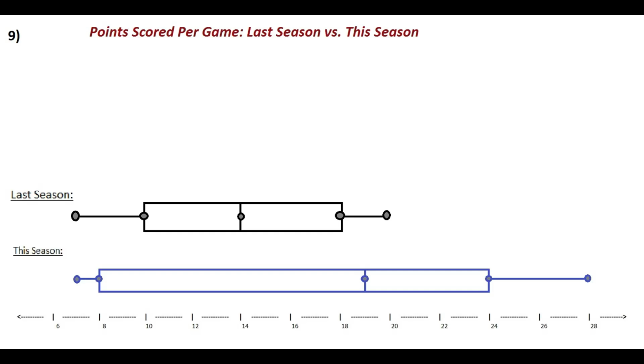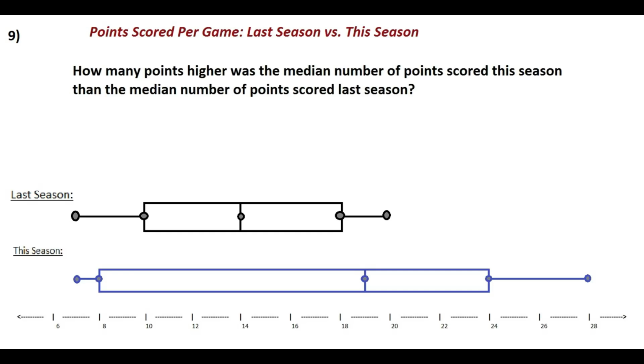Alright, for number 9, we're looking at points scored per game last season versus this season. And here are our two Box-And-Whisker plots, or as we call it, our double Box-And-Whisker plot. We have last season on top, this season now. The question here is how many points higher was the median number of points scored this season than the median number of points scored last season?